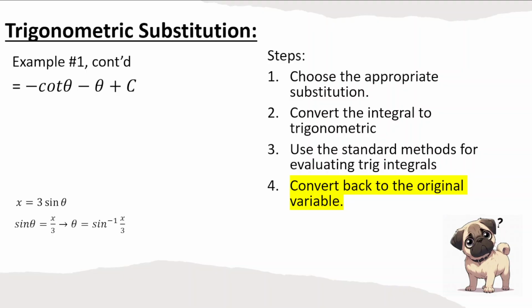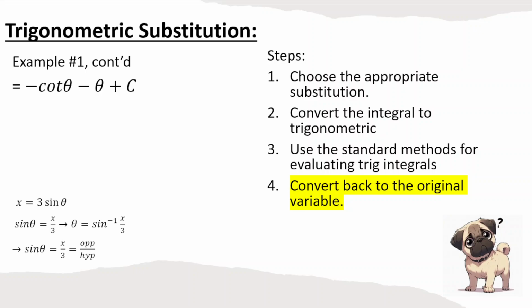So our expression for theta is taken care of here. That part will be the inverse sine of x over 3. Now, what about the cotangent of theta? Well, for that, we'll need to dig a little bit deeper. Going back to the fact that the sine of theta is equal to x over 3, by the right triangle definition of the sine function, the sine is the opposite over the hypotenuse. So x over 3 would be opposite over hypotenuse.